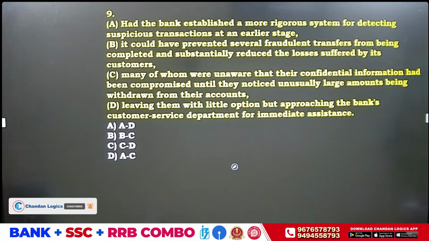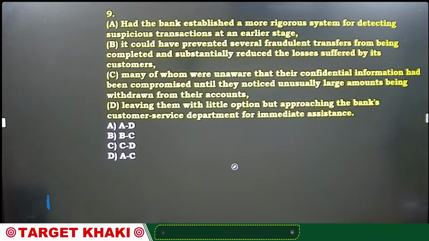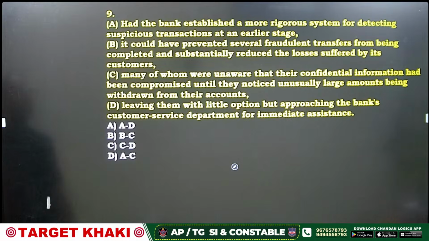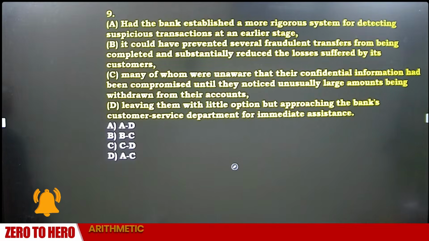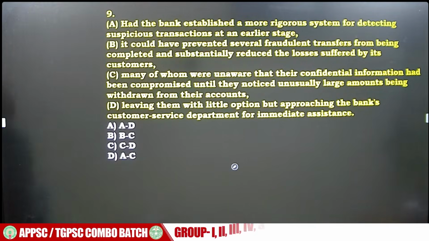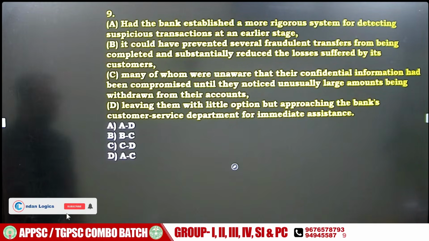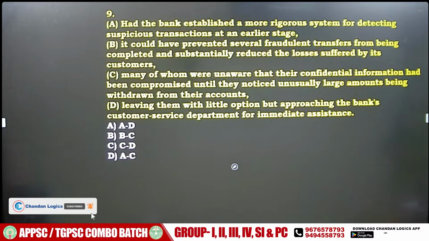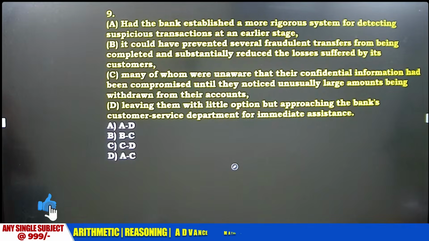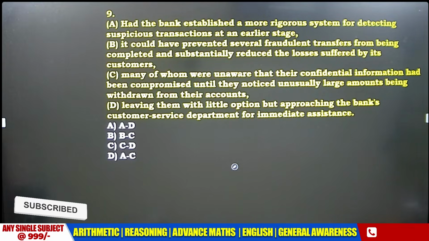Had the bank established a more rigorous system for detecting suspicious transactions at an earlier stage, it could have prevented several fraudulent transfers from being completed and substantially reduced the losses suffered by its customers, many of whom were unaware that their confidential information had been compromised until they noticed unusually large amounts being withdrawn from their accounts, leaving them with little option but approaching the bank's customer service department for immediate assistance.